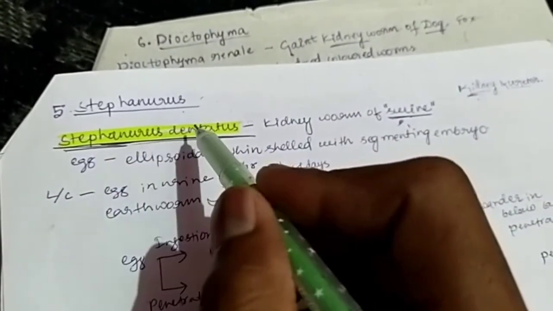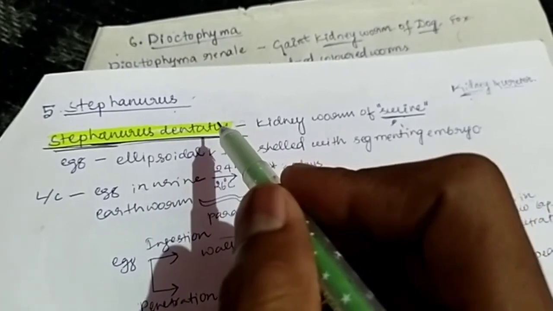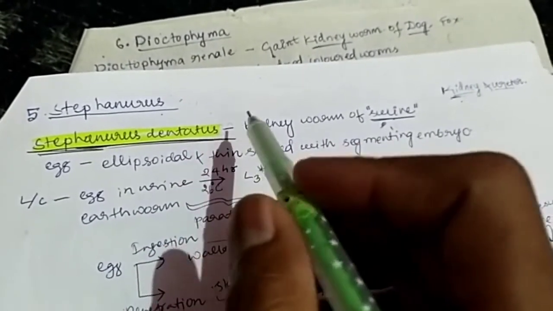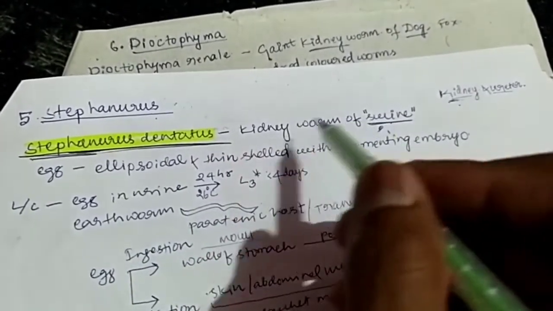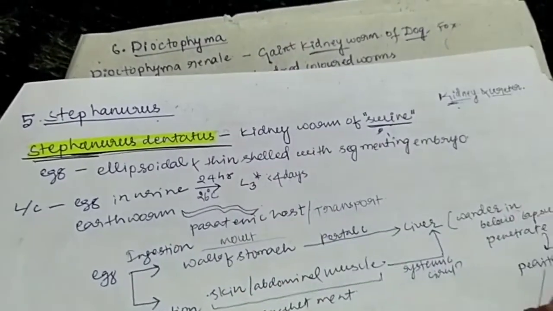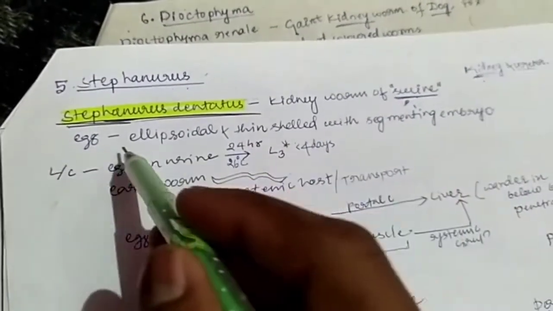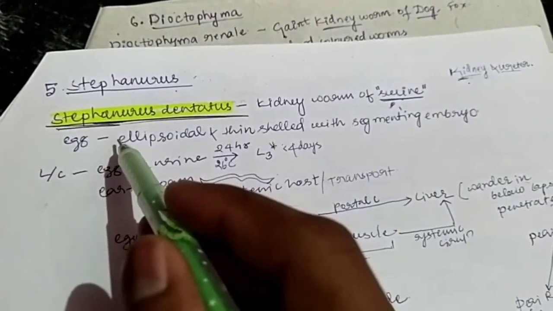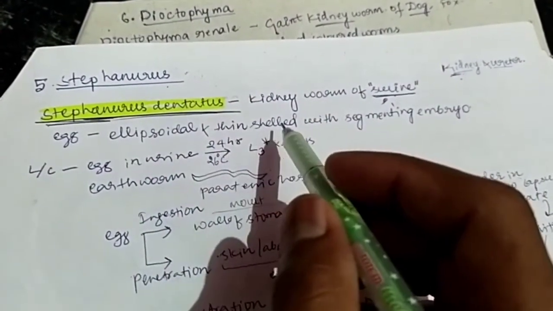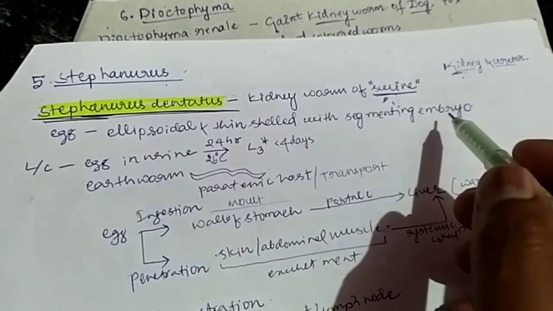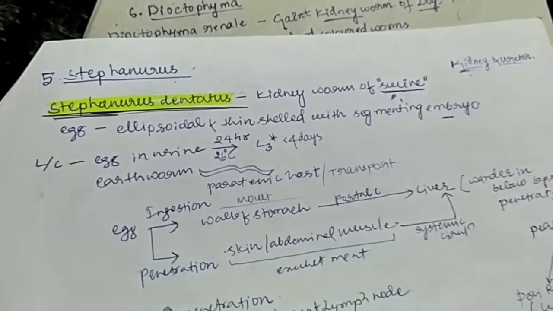The Stephanurus dentatus is the only veterinary important species which is present in the kidney of swine. Therefore, it is commonly called the kidney worm of swine. The eggs of these worms are ellipsoidal, covered by a thin shell with a segmenting embryo inside the egg.